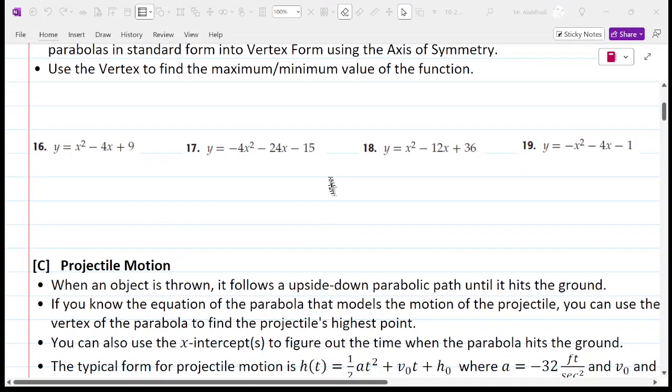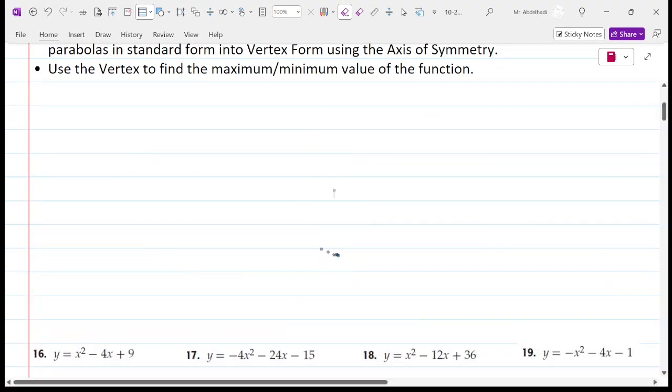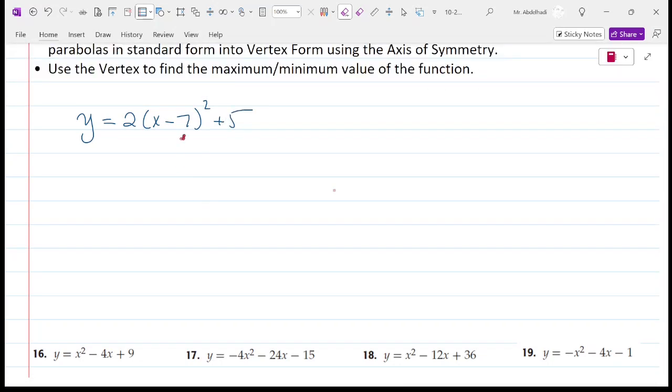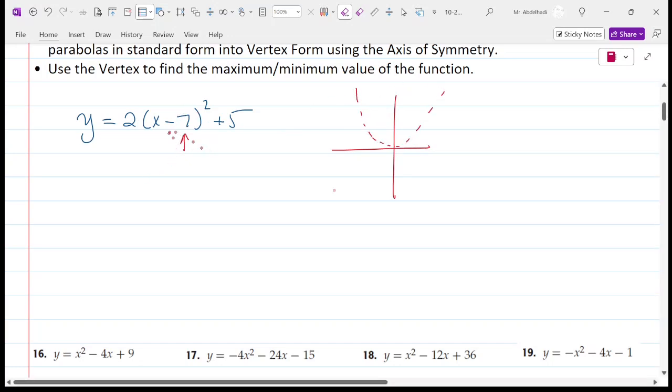Let's say that you're doing a graph and I give you an equation like y equals 2 times x minus 7 squared plus 5. You guys hopefully remember that this meant you're going to take your parabola. Your parent function is a parabola here, right? And this is telling you to go which way? This is going 7 to the what? 7 to the right. This is telling you to go which way? 5 up. And what was this number here? This was called the what?